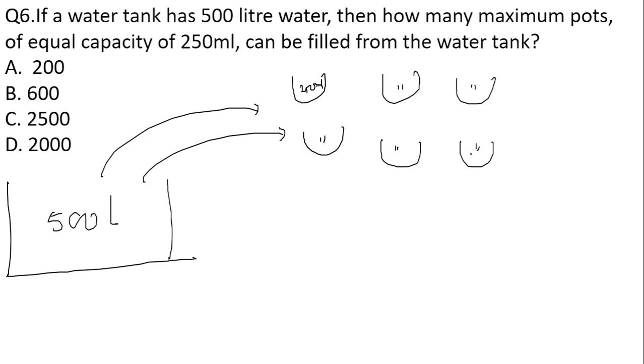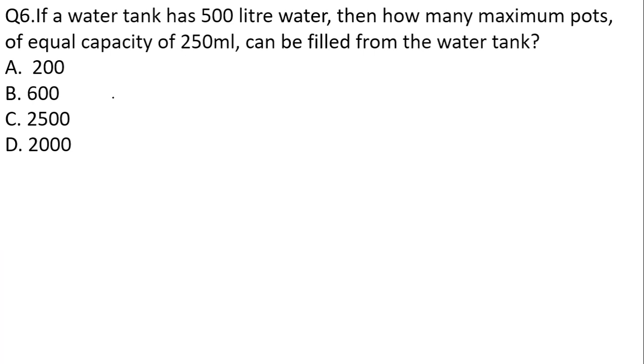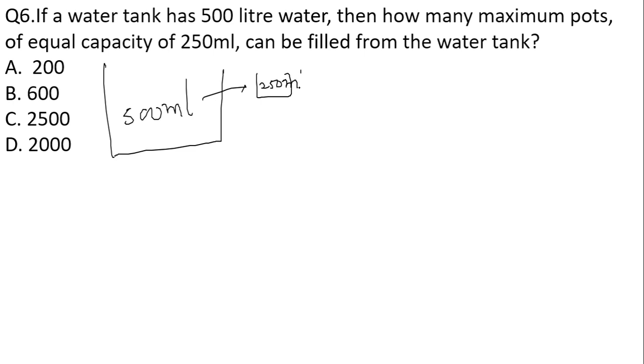The first thing that you have to clearly understand over here is that the water in the tank is given in liters, and they're asking us to fill up pots whose capacity is given in milliliters. So to do this, we will convert this 500 liters into milliliters and then solve the question. We are going to fill certain vessels of 250 ml. So how many such vessels are required to fill 500 liters, not milliliters? Now 1 liter is equivalent to 1000 milliliters.